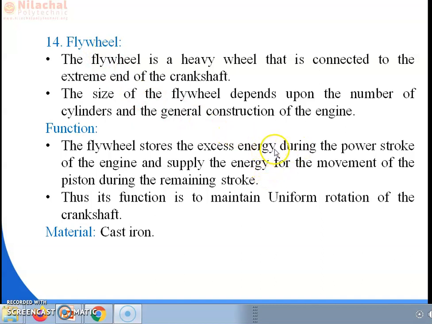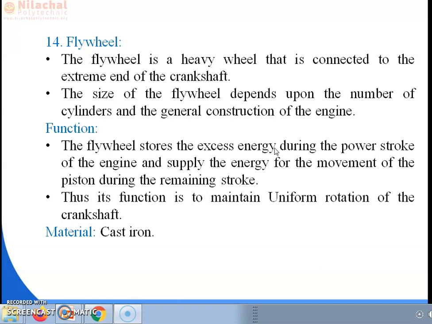Where does it get the excess energy? Only in the 4-stroke engine. Out of the four strokes, only in the expansion stroke do we get power. Here heat is converted to work, and this work done per second gives you power. During the expansion stroke, part of the power is utilized, but the remaining excess energy is stored in the flywheel.